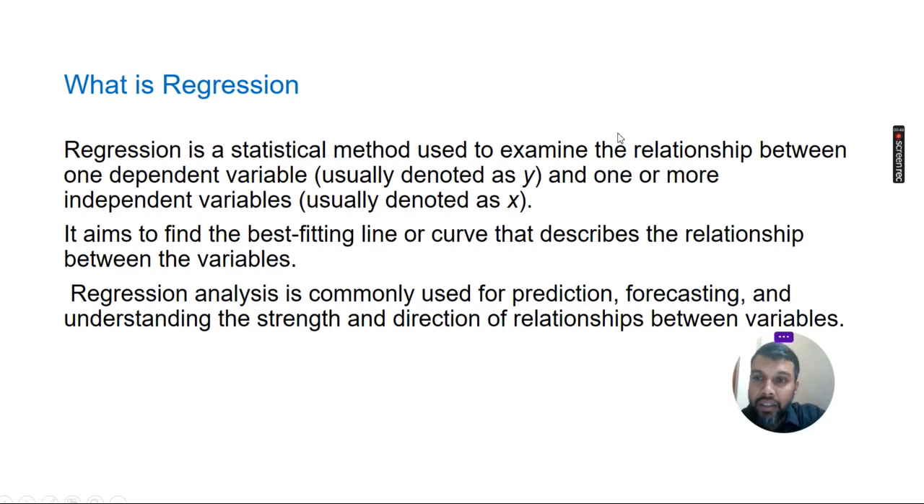What is regression? Regression is another statistical method, similar to correlation, used to examine the relationship between one dependent variable, usually denoted by the letter y, and one independent variable, denoted as x. If you're working with more than one independent variable, it would be denoted as a multiple linear regression. The aim of regression is to find the best fitting line or a curve that would describe the relationship between the variables.